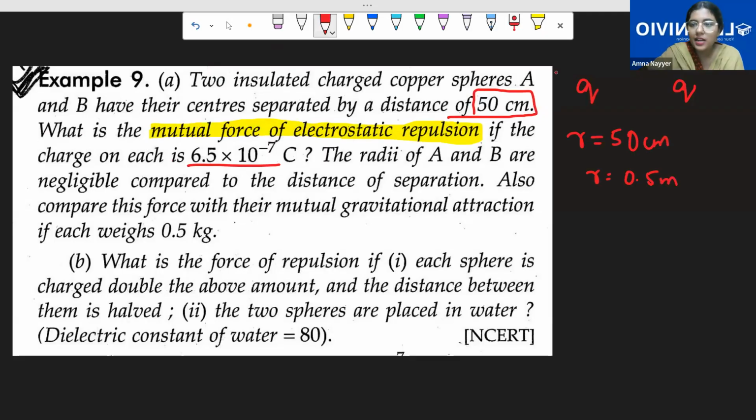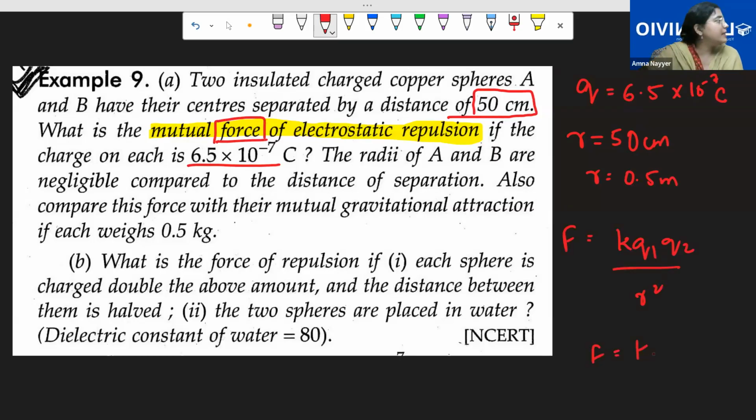So this charge's value Q is given as 6.5 into 10 to the power minus 7 coulomb. Charge is given, the separation is given. Now what do we have to do? It says what is the mutual force of repulsion? Easy for us to calculate the force. We just did a similar question. F is equal to K Q1 Q2 by R square we'll use. Charges are identical, so that makes it F is equal to KQ square by R square.